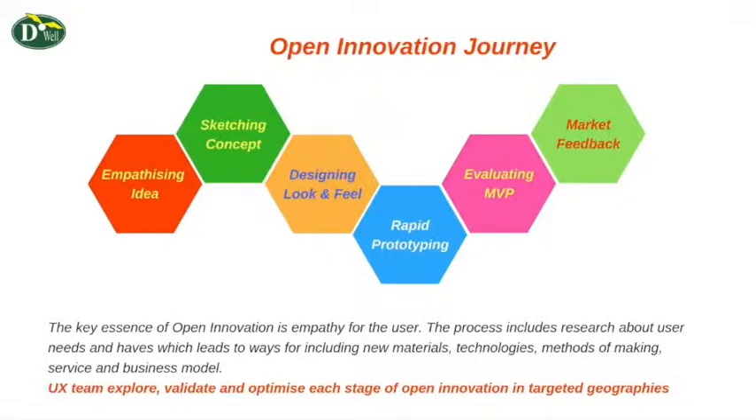Okay, the key essence of open innovation is empathy for the user. In each stage, as a user experience researcher, we interact with users and get their needs and wants of each stage and implement them to the design table and incorporate them in the designs. Which will result in including new materials, technologies and methods of making, etc. As a UX team, they will explore, validate and optimize each stage. So, I will go through each stage of this process in depth.